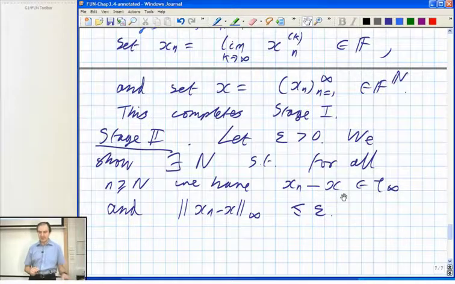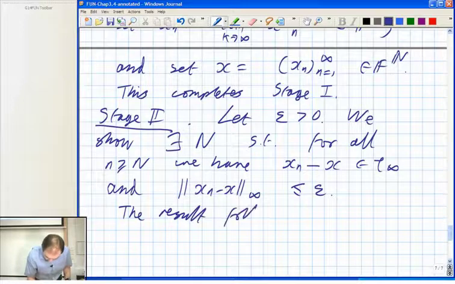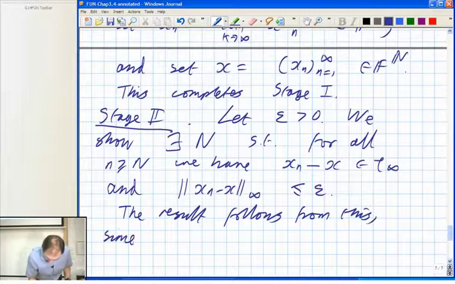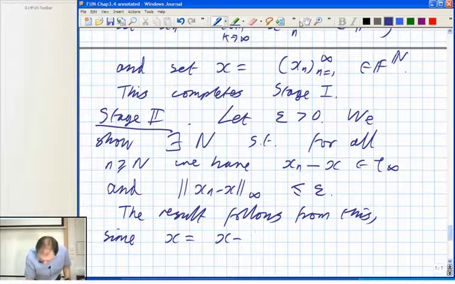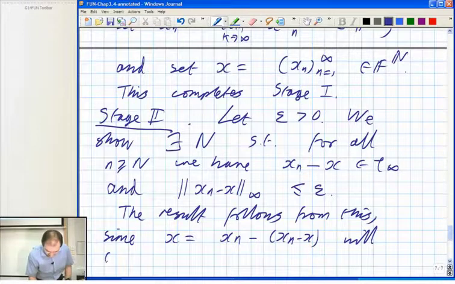And once that's in L infinity, the result will follow because x will be the difference of xn and xn minus x, let's get this right, which will therefore be in L infinity as well. The result follows from this, since x is equal to xn minus this thing, will then be in L infinity as well.